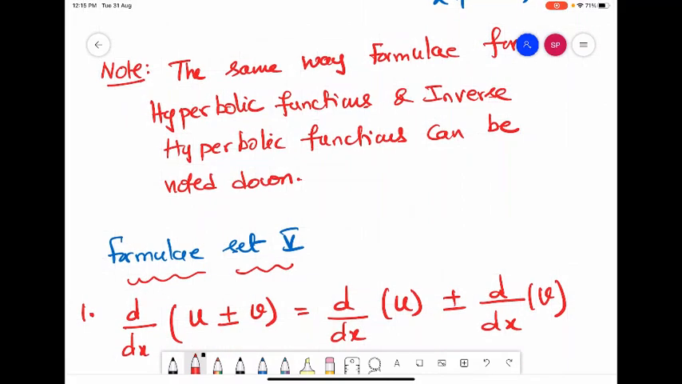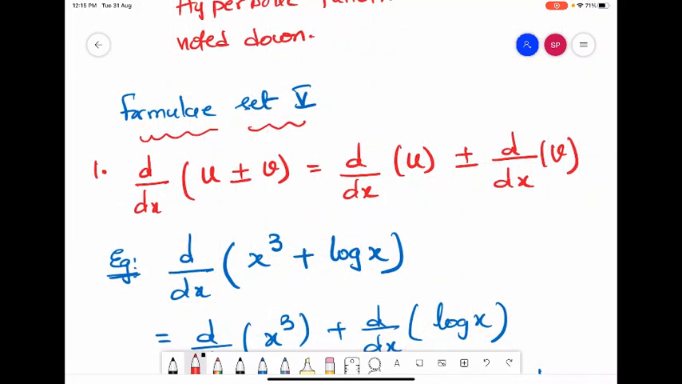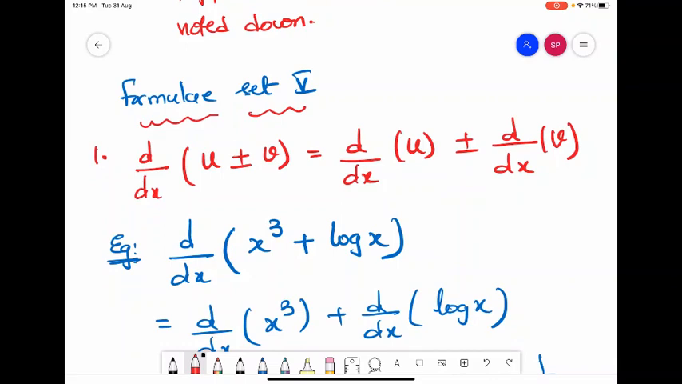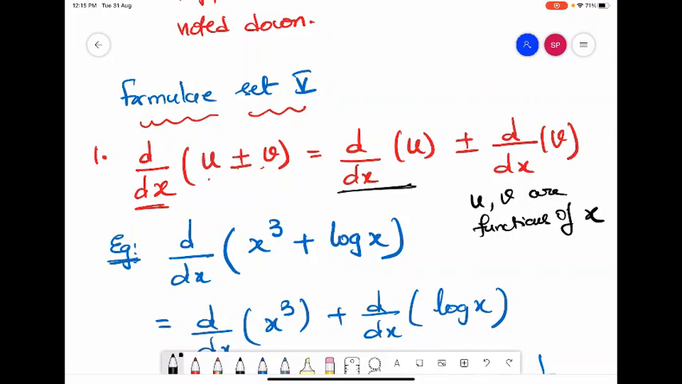Now we'll go for the set 5 formulae. This is for the algebra of differentiation. That means the first one, if you observe, suppose we have d by dx of u plus or minus v. So what are u and v here? u and v are nothing but, you can say, any functions of x. So d by dx of u plus or minus v, you can split them according to the algebraic sign and write it as d by dx of u plus or minus d by dx of v.